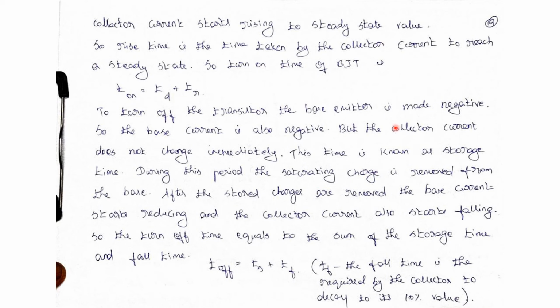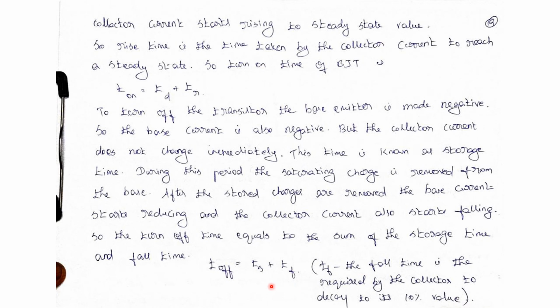To turn off the transistor, what we need to do? We need to remove the base emitter drive, that is, the base emitter drive is made negative. So negative base current flows, but immediately the collector current will not change. It will take some more time because the saturation charges stored in the base are removed. The time required for removing the stored charge is known as TS.